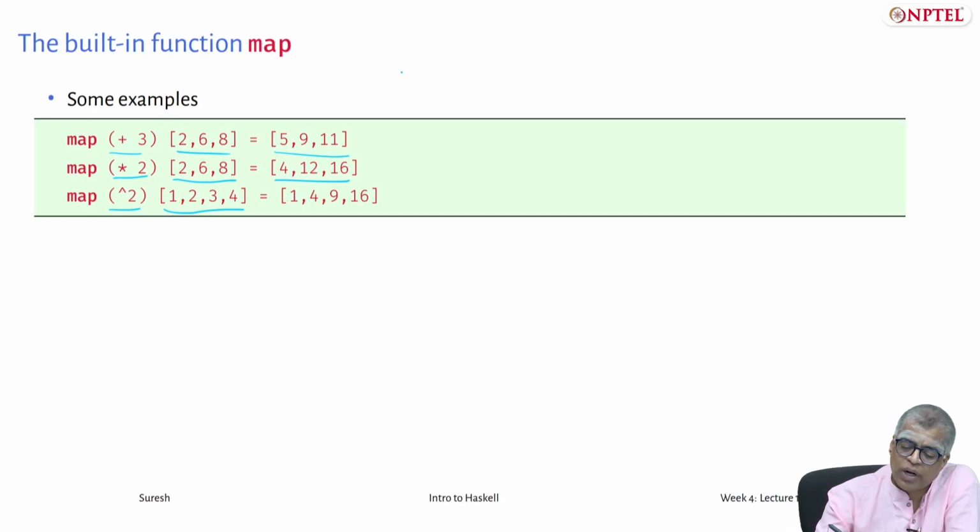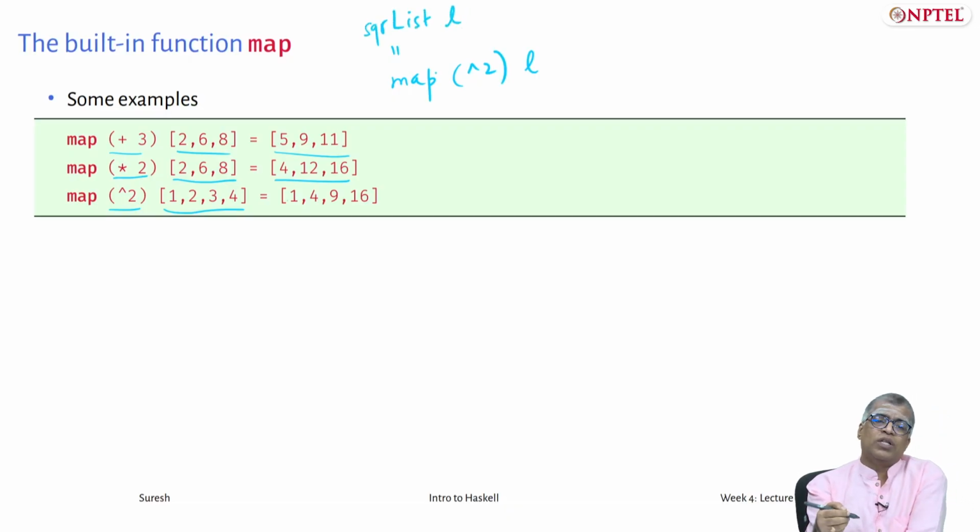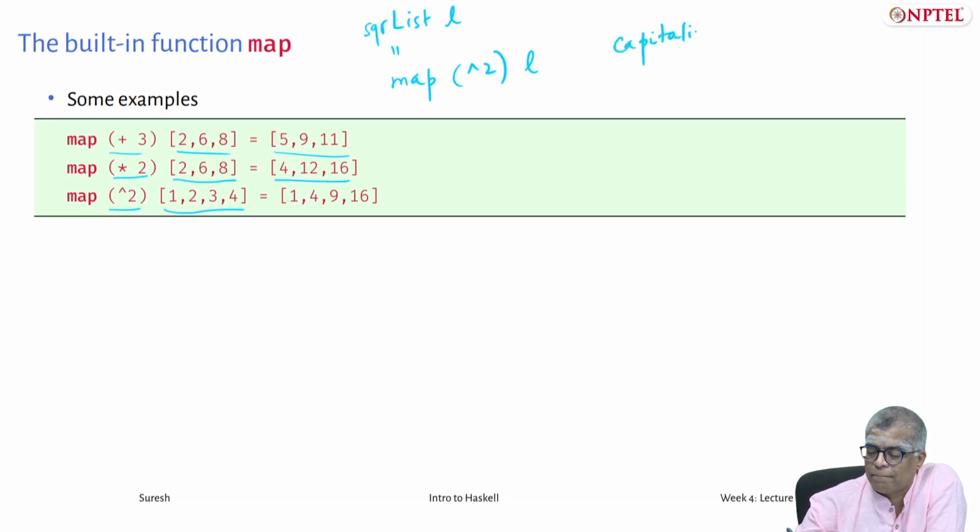The earlier example corresponds to map raised to the power 2, which is the same as square list of L. The code that we wrote as 2 lines of pattern matching recursion is nothing but map raised to the power 2 L. Or the capital A's example was nothing but map 2 upper L.